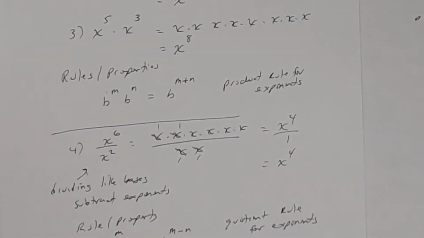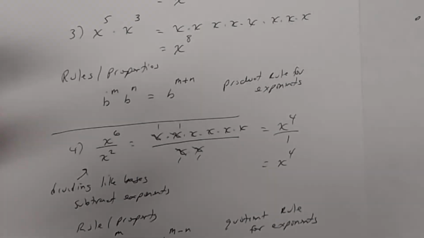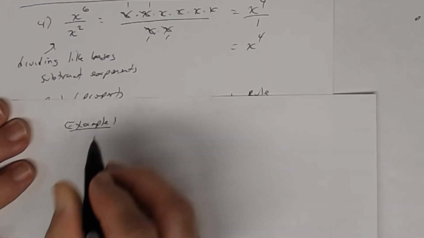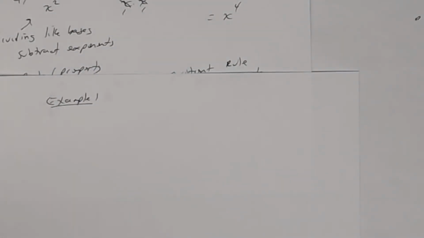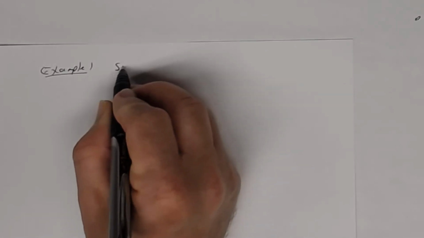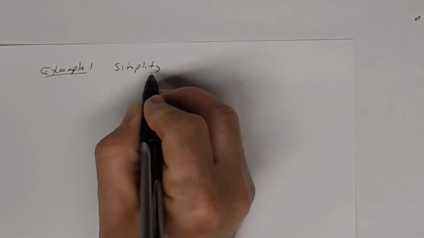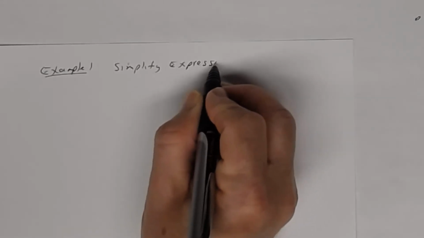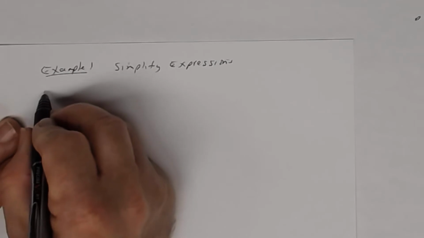Now let's look at some examples. So I'm going to write the word example here. Let's just call this example 1. Okay, example 1. All right, and then the directions will say something like this. The directions will say simplify each of the following, or it could say simplify expressions with exponents. Simplify expressions. Let's just write it like that. Okay, so it's the first example. So number one.